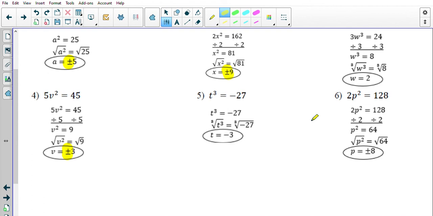So number 6, it says 2p squared equals 128. Divide both sides by 2 first to get p squared equals 64. Take the square root of p squared and the square root of 64 to get 8. Again, don't forget that plus or minus symbol.